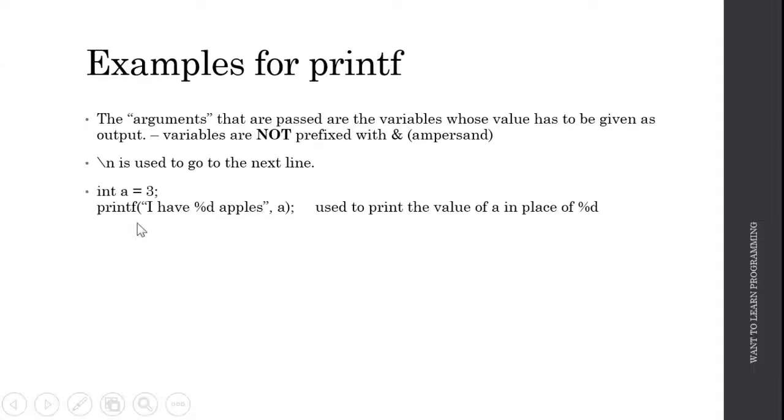For example, consider that we have a variable a whose value is 3. So if you want to print it, then you can write printf("I have %d apples") and the argument passed is a. So what happens is the value of a, that is 3, is printed in place of the %d format specifier. So it comes up as I have 3 apples.